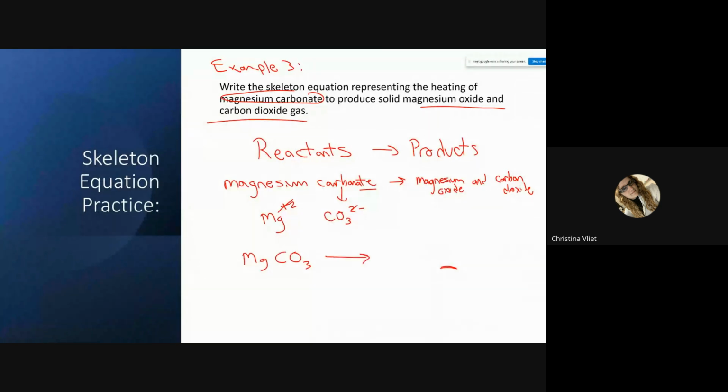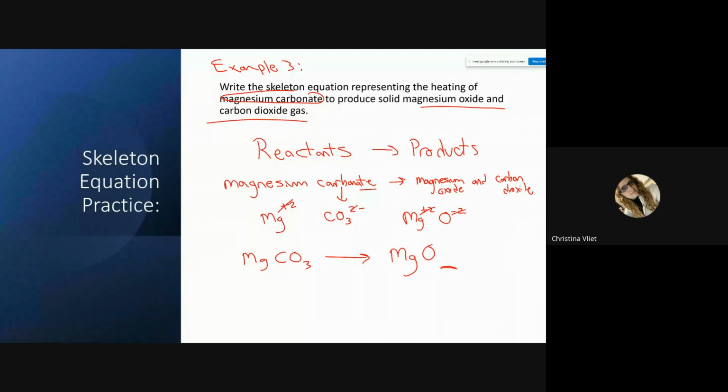Now let's do the products. Magnesium oxide. What's that? Mg is +2. So you should always work out the charges. Oxygen is -2. Those cancel, so this is MgO. Yes. The question says heating, so we put a triangle over the arrow. Yes. Magnesium oxide and carbon dioxide.